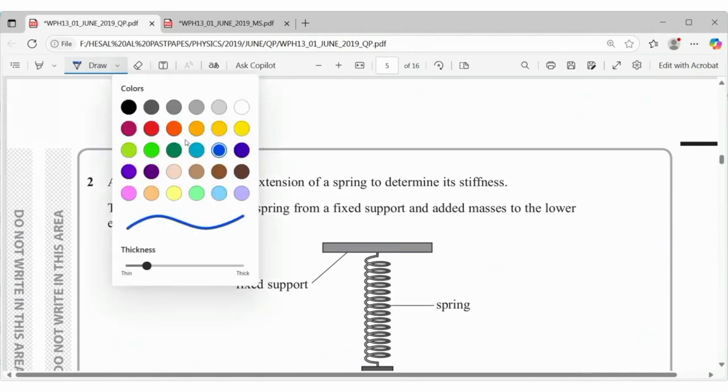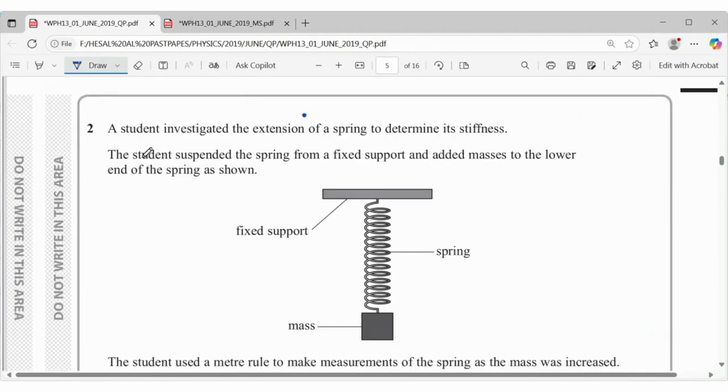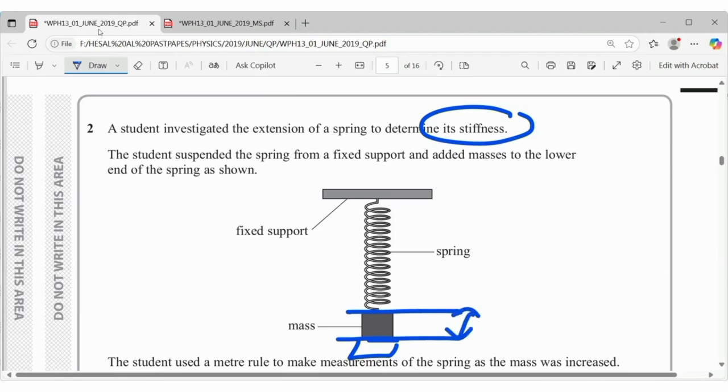Let's go to the second question. A student investigated the extension of a spring to determine its stiffness. This question deals with stiffness. Here, the student suspended the spring from a fixed support. You can see that when it is hanging, the mass moves some distance down from the original position, say up to here.